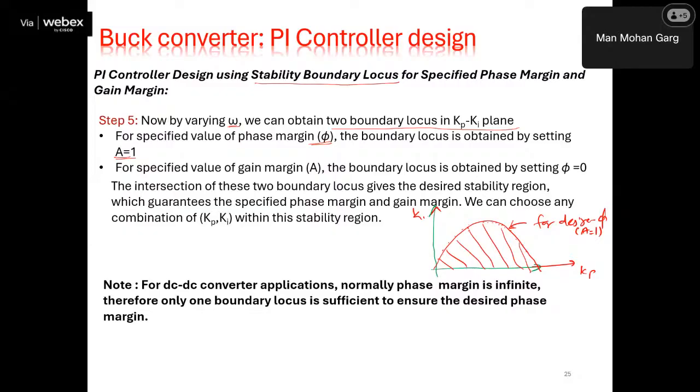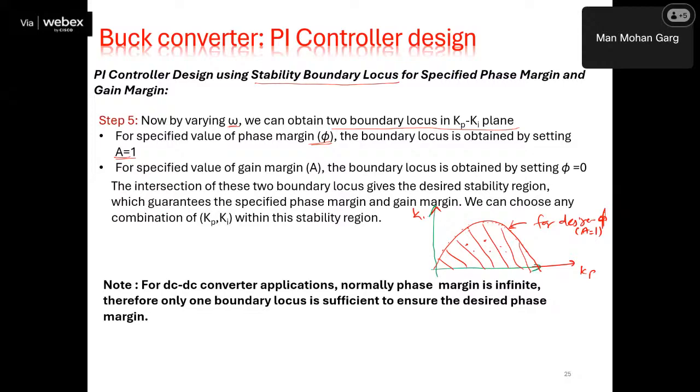So if I choose any value of Kp, Ki within this boundary locus, that will guarantee that my system has at least phi phase margin. Let's say phi value is 60 degrees, which we designed for. It means if you take any Kp, Ki within this boundary and implement that, then your system will have a phase margin of at least 60 degrees. It may be more, but at least 60 degrees. If you take a point outside this, it will be less than 60 degrees.